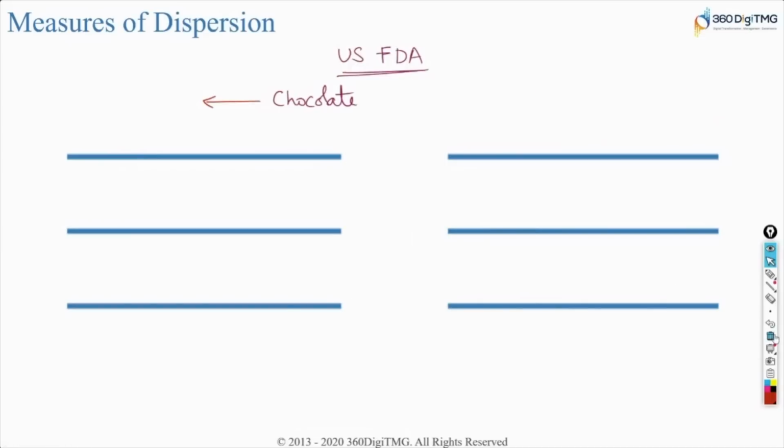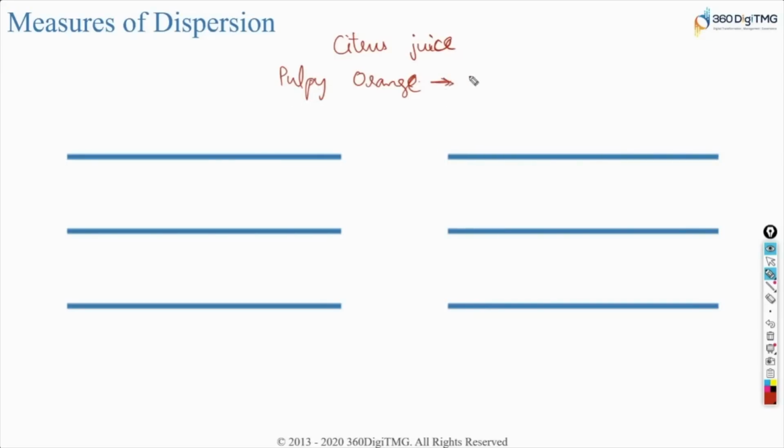Okay. So, there is another interesting example. There is something called pulpy orange. This is citrus juice. You'll have a lot of pulps of orange, right? When you consume orange fruit, you'll have pulps. And when you drink pulpy orange, it is going to taste very natural. You'll feel this natural pulp.